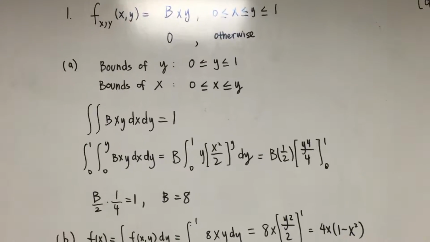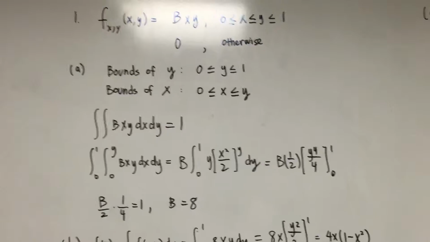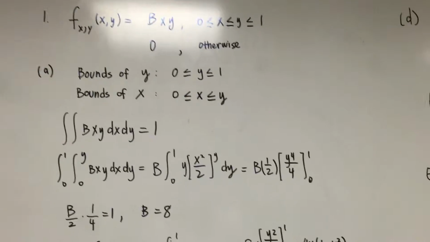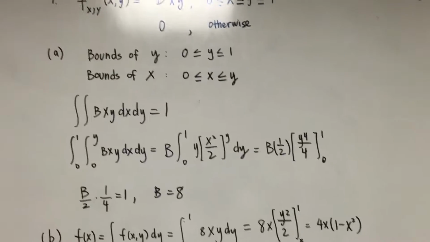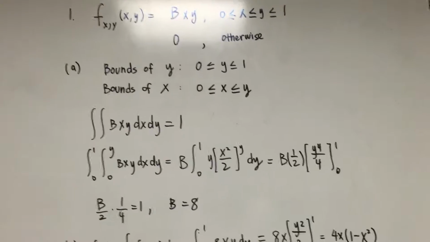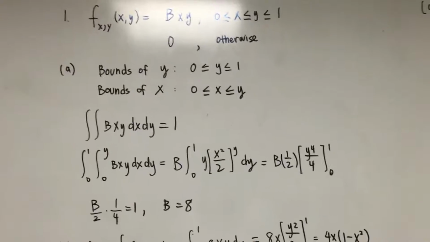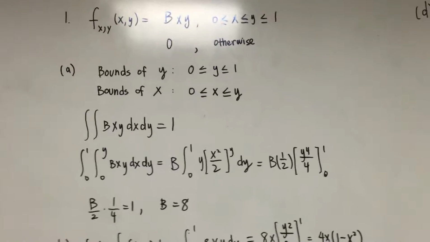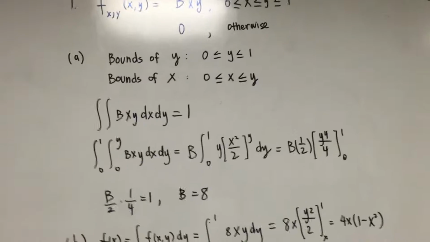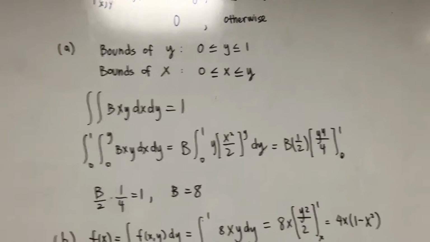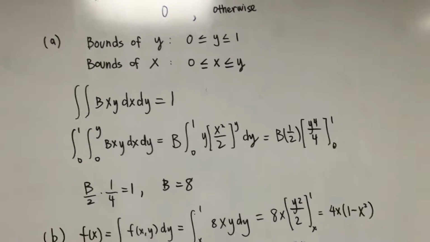Number 1 says find b. The bounds of y are from 0 to 1, and the bounds of x are from 0 to y. So all you do is take the double integral of the f of x and y function, set it equal to 1 using the bounds I wrote on the board, and after doing the integration you find that b is 8.